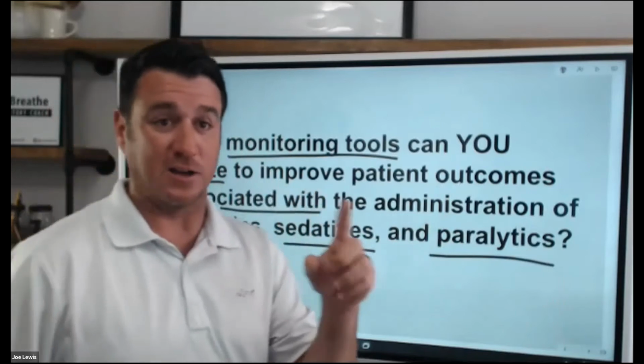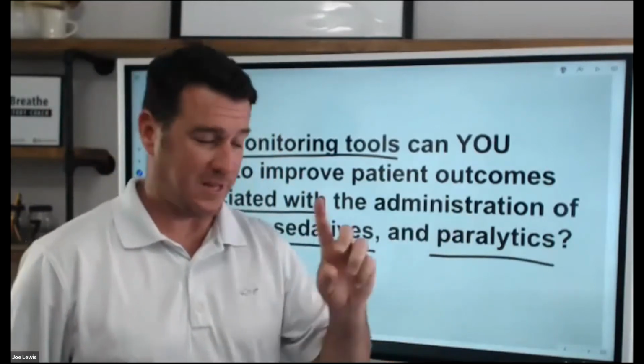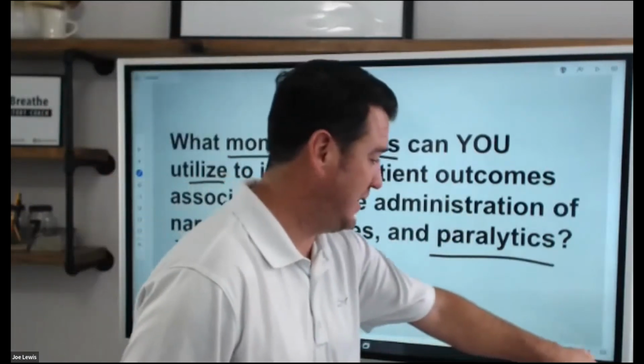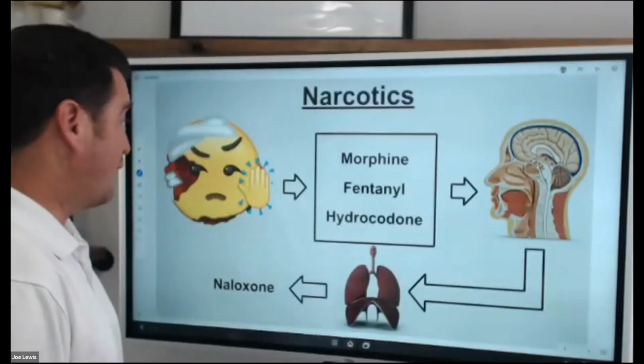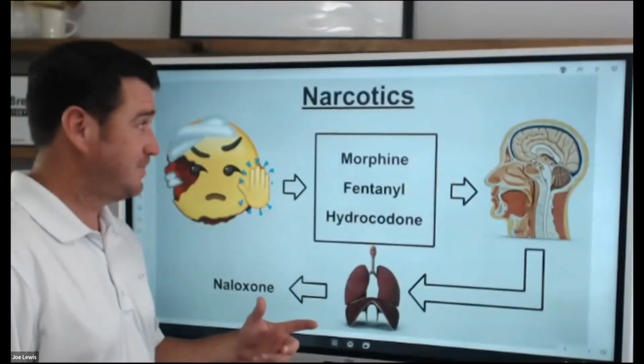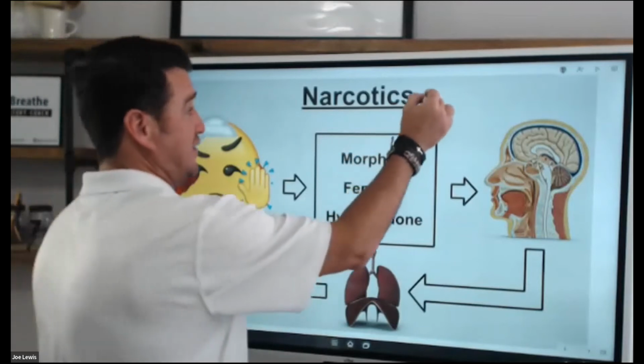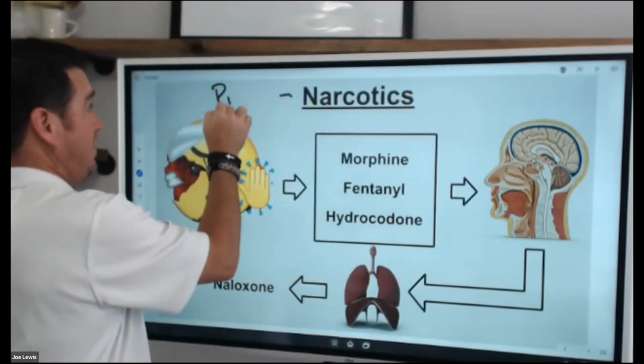Keep that question in mind because we're going to come back to it in just a little bit. Okay, now let's jump into each of these categories. The first one we're going to talk about is narcotics. And when we talk about narcotics, the first thing you got to recognize is we're talking about pain.